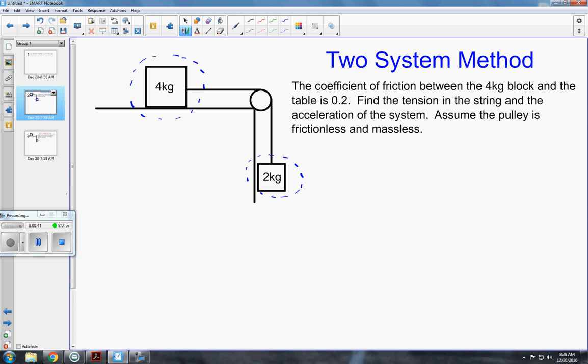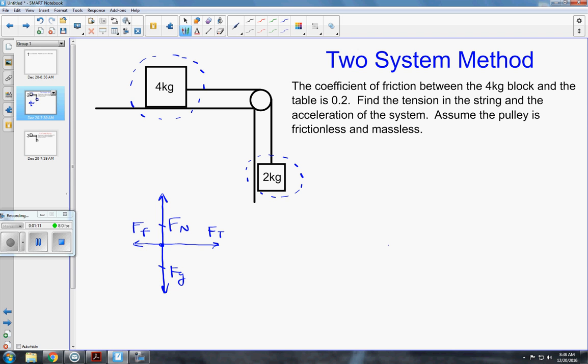So for my force diagram for the 4 kilogram block, I have a force of gravity acting down. I have the normal force acting up. Those are the same size. And then I have a tension force acting to the right, and I have a frictional force acting to the left. And the system is accelerating to the right, so my tension force should be longer than my frictional force.